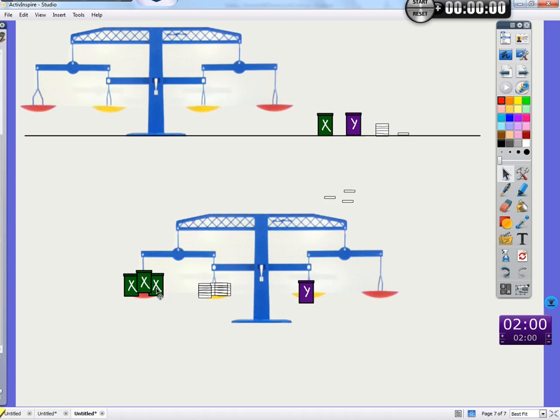Well, if one X were worth 6, then what would Y be worth? 4. And how did you get that? Because you take one away from X and it takes one away from Y. Well, yeah, in a way, but if this X is worth 6 and this X is worth 6 and this X is worth 6, what's this worth? This negative tray here. 18. Negative 18. And how much is this worth? 26. Minus 18. And Y would be worth 8.